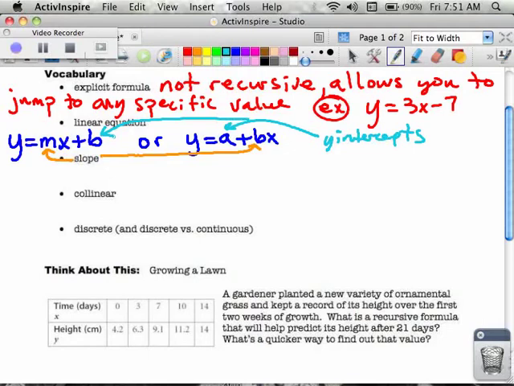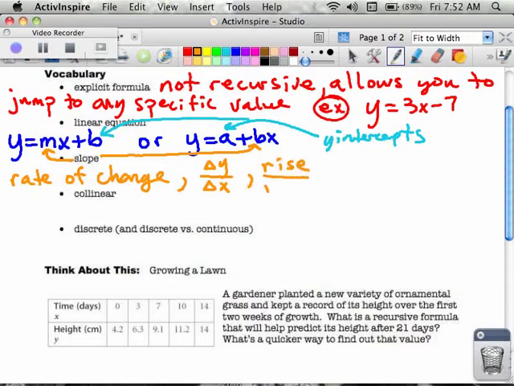Slope is a rate of change. So when you're talking about slope, this is a rate of change. You might have heard it as delta y over delta x. Sometimes we talk about it as the rise over the run. And the formula that we've also talked about earlier is y2 minus y1 over x2 minus x1.